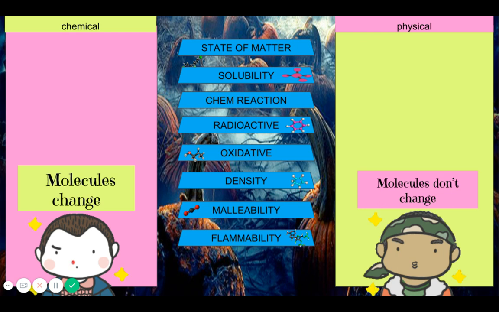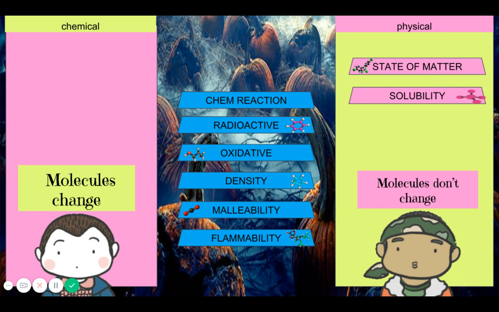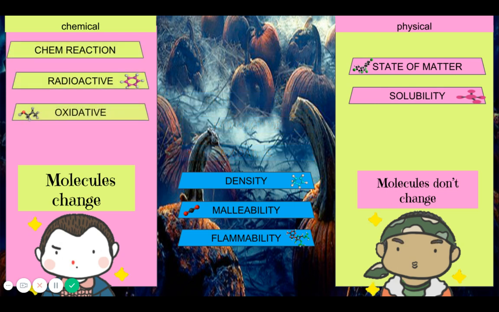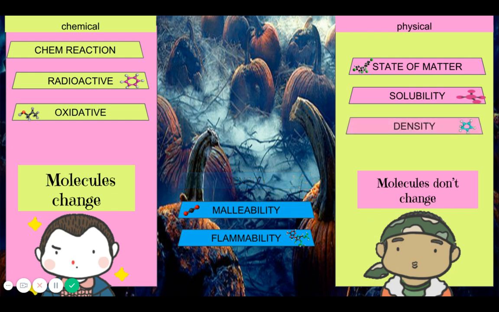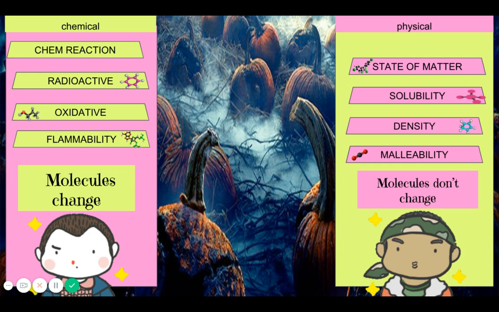Now we're going to see which one of these are chemical properties or physical properties. Let's do it. State of matter is a physical property. Solubility, physical. Chemical reaction, chemical. Radioactive, chemical. Oxidative, chemical. Density, physical. Malleability, physical. Flammability, chemical. In chemical, the molecules change, but in physical, the molecules don't change. Yay, we did it. We're smart.